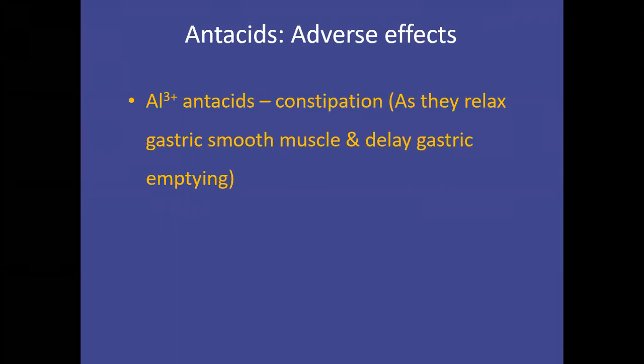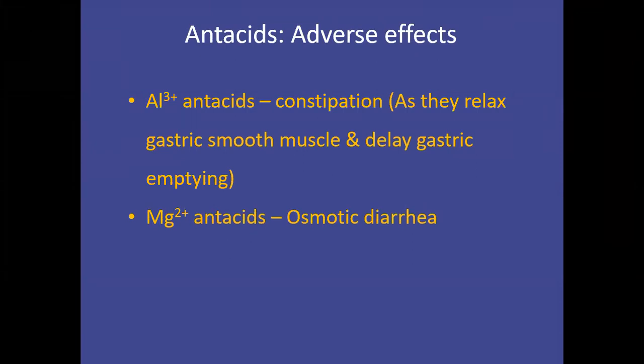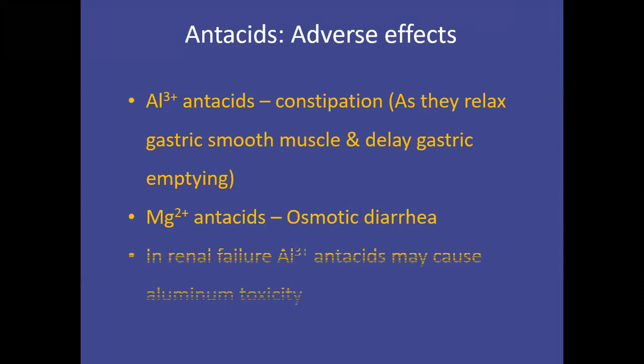Otherwise, they are safe. Only one local side effect. Another local side effect of magnesium antacids is osmotic diarrhea. So they have opposite side effects. Aluminum and magnesium produce constipation and diarrhea respectively.